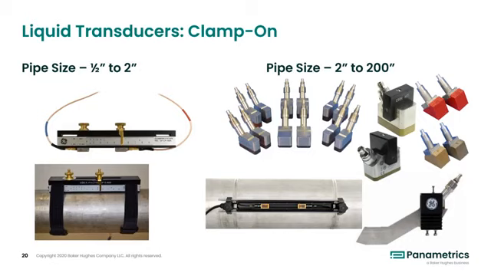Some may recognize the transducer in the bottom right corner. This is the CET transducer system, a clamp-on solution for high-temperature applications. Other notable transducers are the CRS 401 and 402 transducers that you can see in the middle, commonly used across a vast majority of liquid applications.